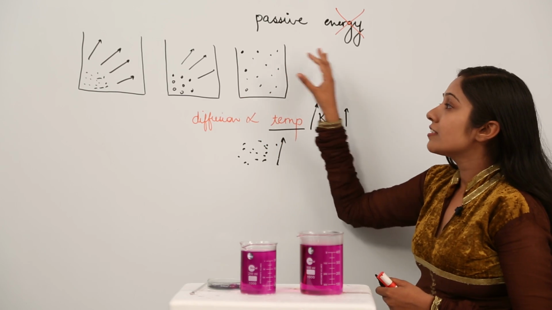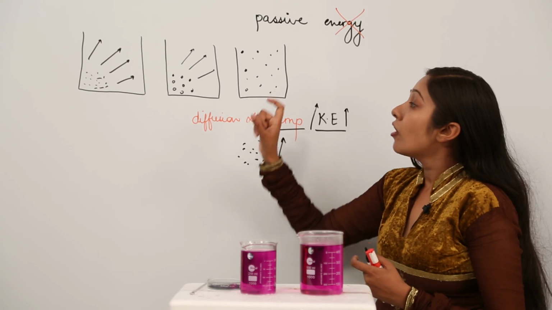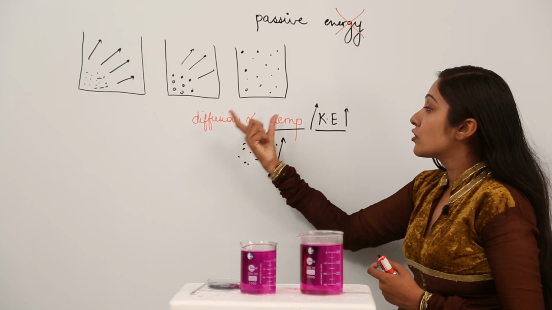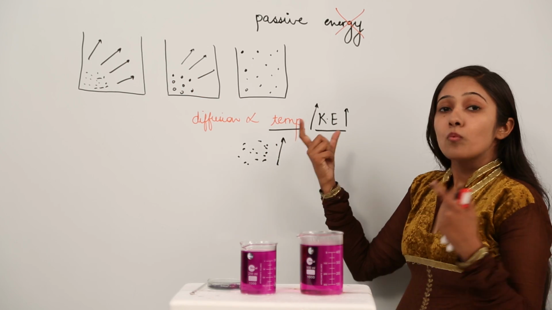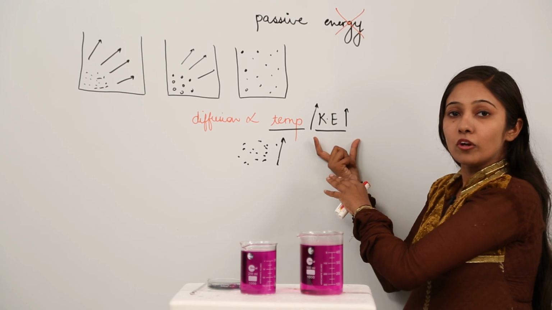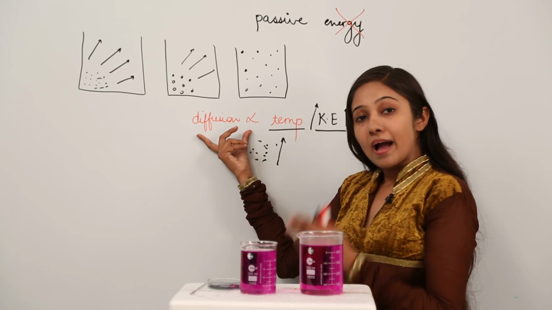So remember, diffusion is a process in which there is random movement of molecules from the region of higher concentration to the region of lower concentration. Diffusion is directly proportional to temperature. Why so? Because by increasing the temperature, we are actually talking about the increase in kinetic energy of molecules. When the molecules move fast, the rate of diffusion is going to be comparatively higher.